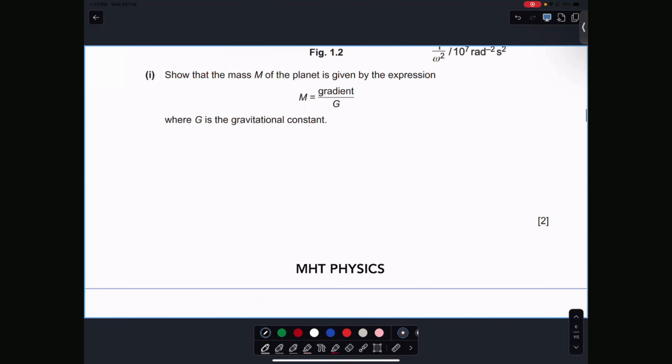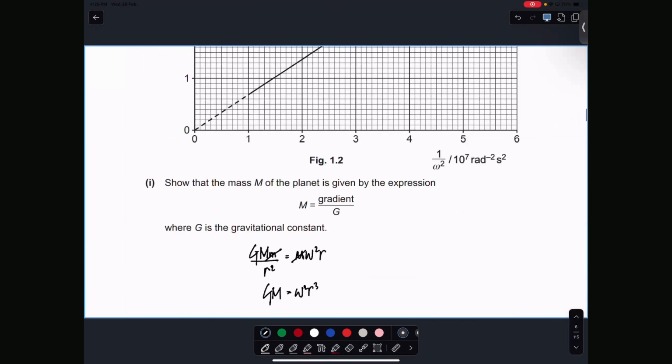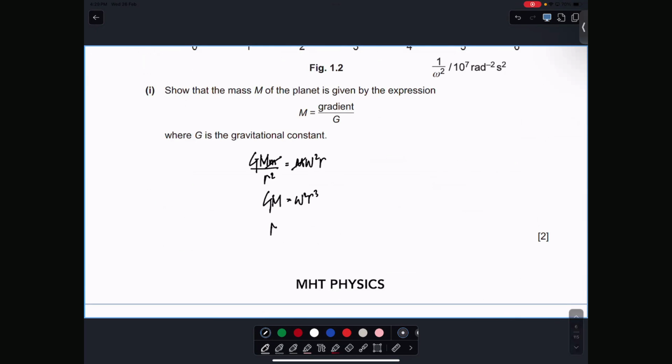Right, exactly. 2 marks, we can just directly go for G m by r square equals m omega square r. So you can take out, G m cancels out. G m equals omega square r cube. Our y-axis is r cube, our x-axis is 1 by omega square. So r cube is equal to 1 by omega square times G m. What is it asking us to find? Show that the mass, okay, I understand.